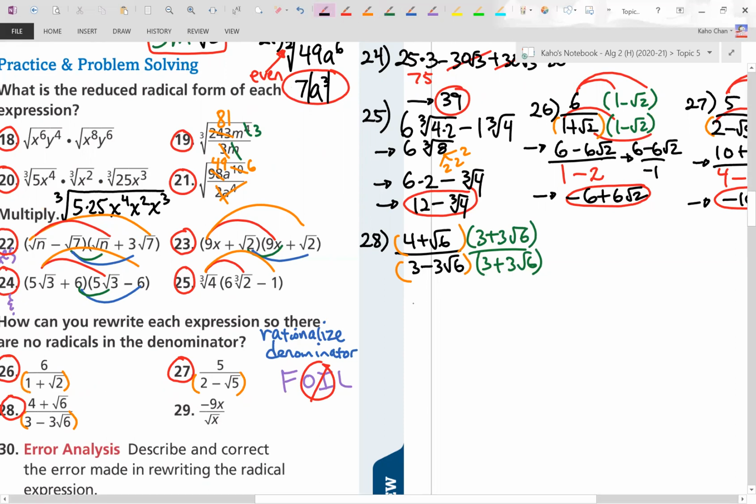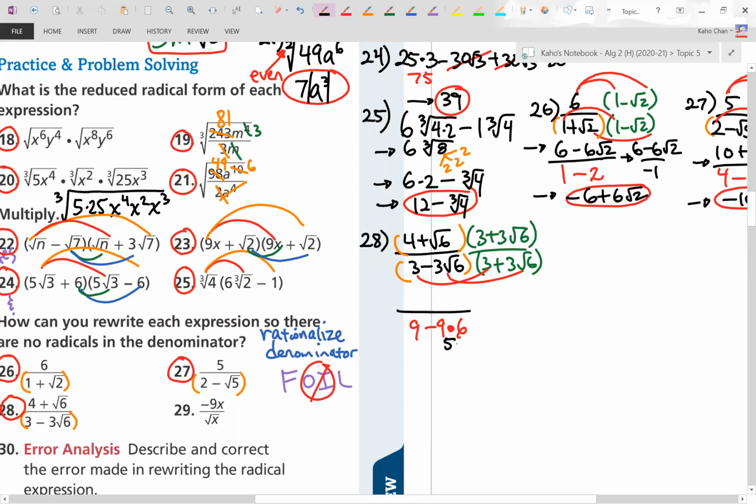What do we got? Whoops. Oh boy, OCD kicking in. 3 times 3 is 9. And the last terms, ew, 3 times negative 3 is negative 9. Root 6 times root 6 is just 6, right? So we'll worry about that in a second.